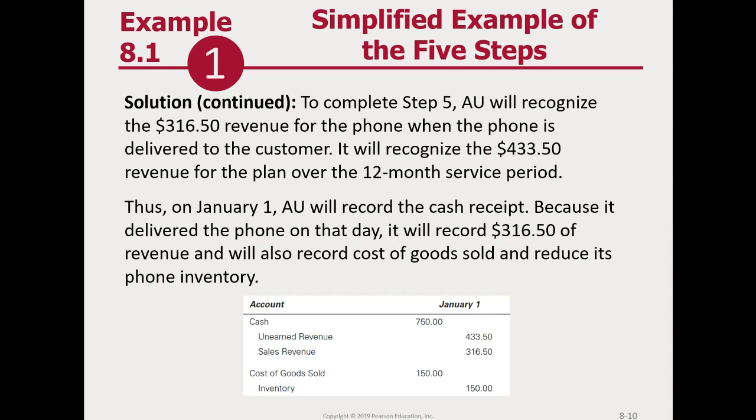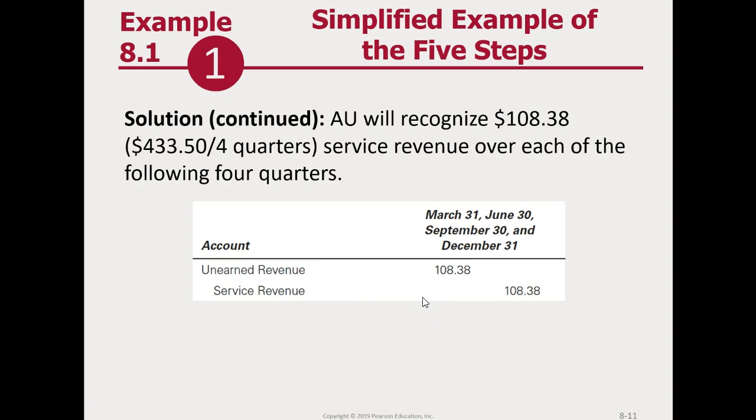The unearned revenue is for the entire 12 months of the service plan for the cellular service. And as each month goes, they do it in quarters, they'll show the amount of revenue being recognized, and it goes from unearned revenue to service revenue. So we recognize the phone at the point of sale, and we recognize the cellular service over the 12-month period.